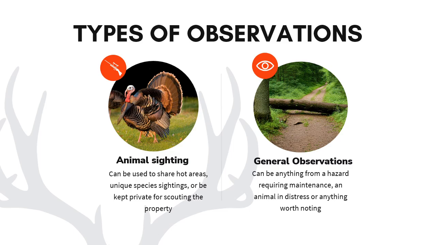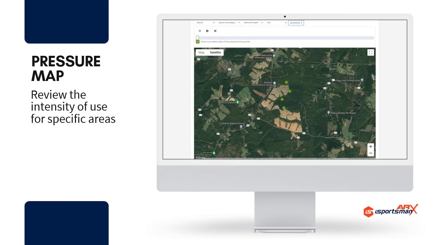Observations can include general notes, maintenance concerns, or animal sightings. They can be shared with the group or kept private for scouting purposes. This balance encourages useful reporting without oversharing.